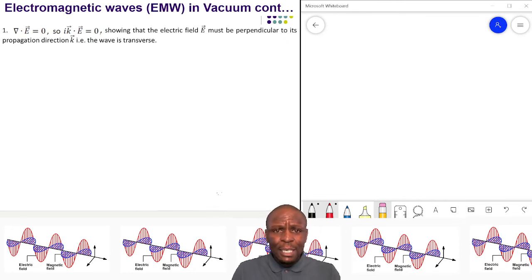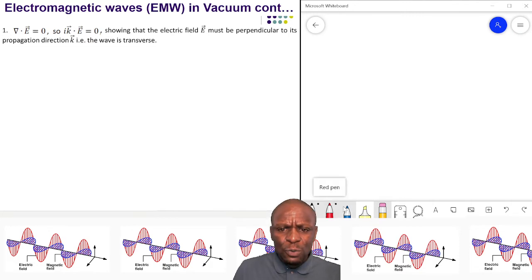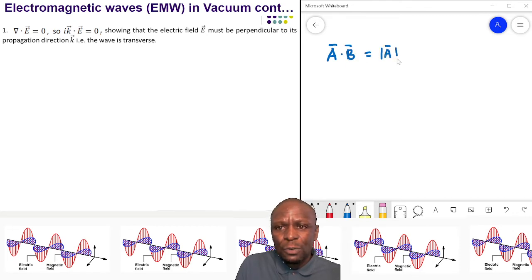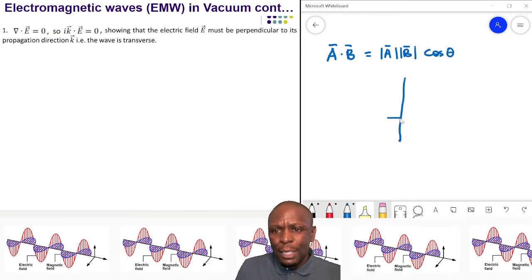Now let us remind ourselves that if you have two vectors, A dot B is given by the magnitude of A, the magnitude of B, and the cosine of the angle between them. Now let me throw you a cosine graph. A cosine graph is drawn in this fashion, where here is 2 pi, there I have pi, there I have pi halves, or 90 degrees, and here I have 3 pi halves.